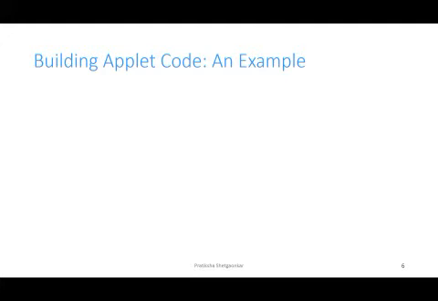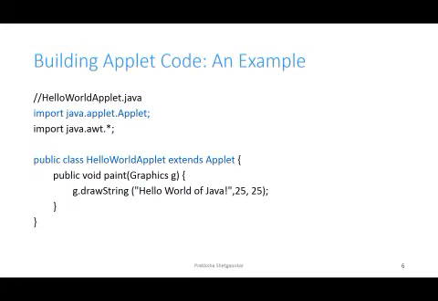Now let us see a simple example code of building an applet. The first line, that is HelloWorldApplet.java, is the command line. Next, our Java applet code uses the services of two classes, namely the Applet class and the Graphics class from the Java class library. The Applet class is present in the java.applet package and provides the life and the behavior to the applet through various methods such as init, start and paint.